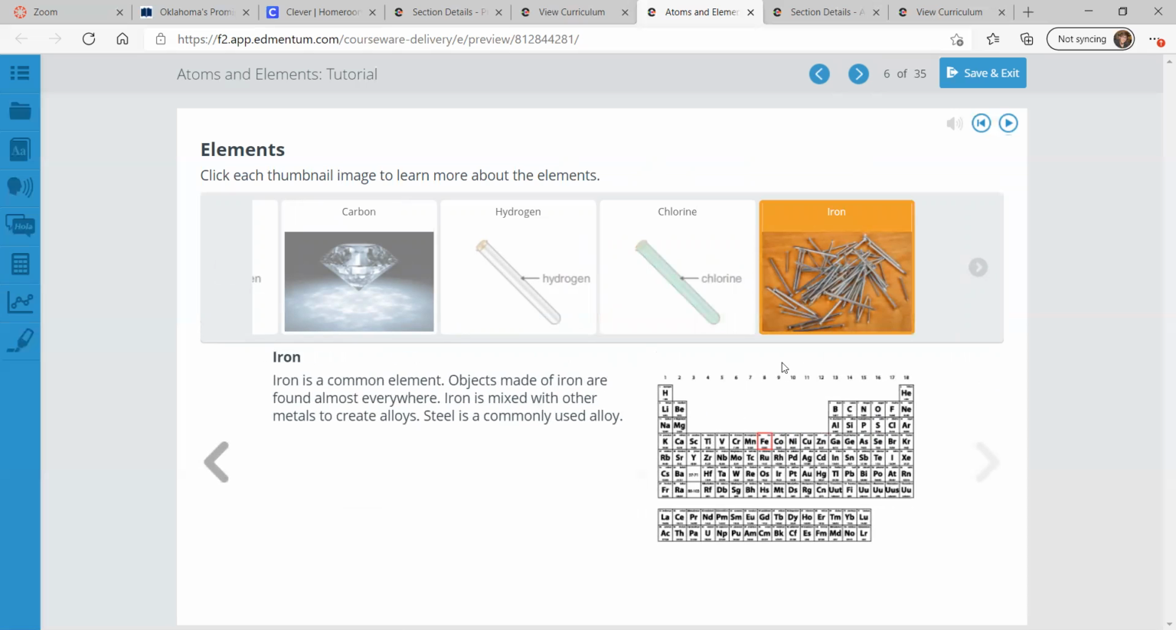Iron is a common element. Objects made of iron are found almost everywhere. It's mixed with other metals to create alloys, and a very common alloy is steel. And the chemical symbol for iron is Fe. And that comes from its Latin root as well, ferrous.